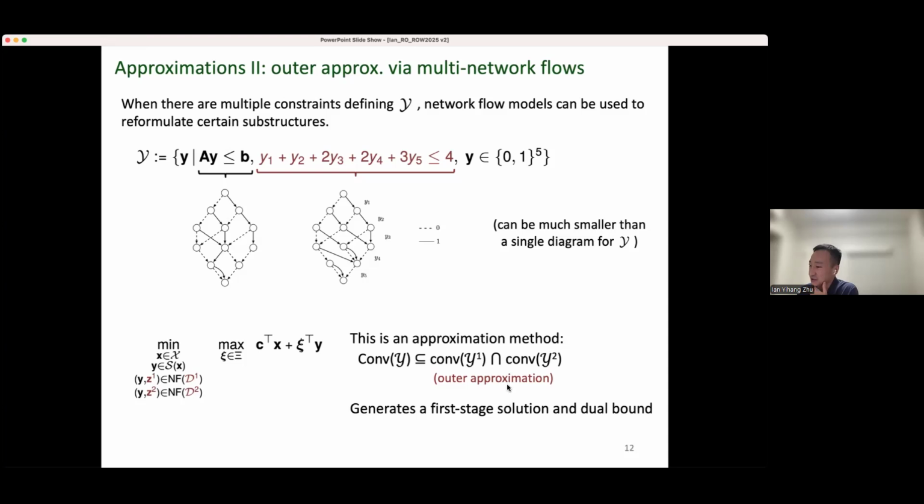In this case, this would generate an outer approximation. The basic idea is that if I have a capital Y that is equal to Y1 intersect Y2, the convex hull of this set is contained in what I'd get if I took the convex hull of these two sets separately and intersected them. So if I define my network flow problem using this kind of structure, this will give me an outer approximation. What this means is that this model will generate a feasible first stage solution, and the optimal objective value of this problem will also give me a dual bound, because the full feasible region is an outer approximation of the original.